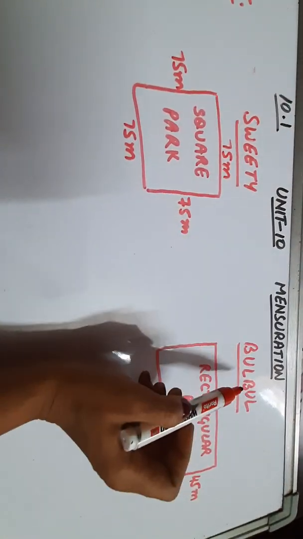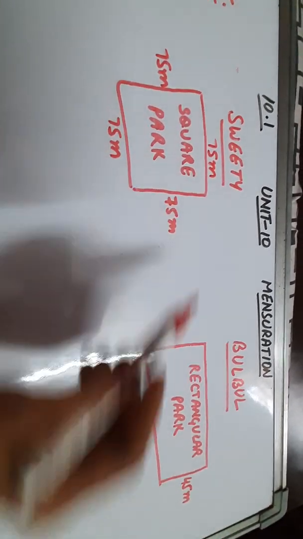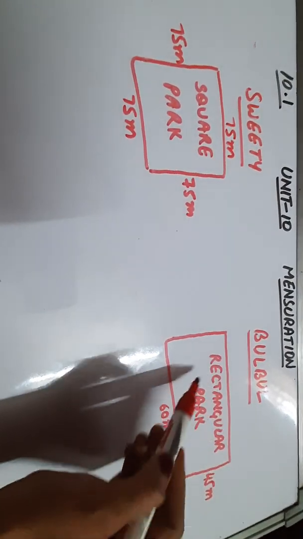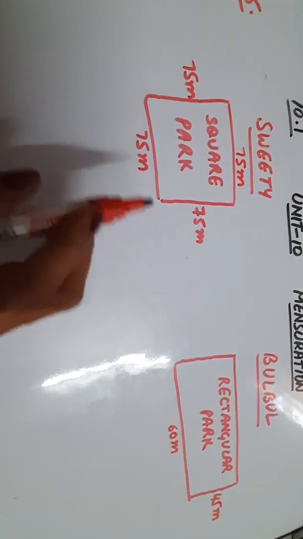Now, dear students, question number 15. Sweetie runs around a square park of side 75 meter and Bulbul runs around a rectangular park with length 60 meter and breadth 45 meter. Who covers less distance? So, dear students, the two girls are there, Sweetie and Bulbul. Sweetie is taking a round around a square park and Bulbul is taking a round around a rectangular park. So who covers less distance?